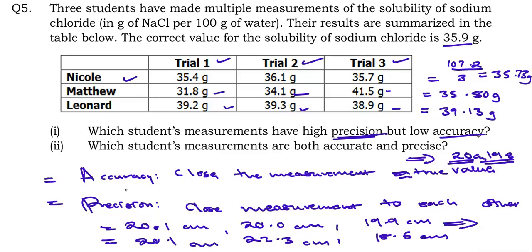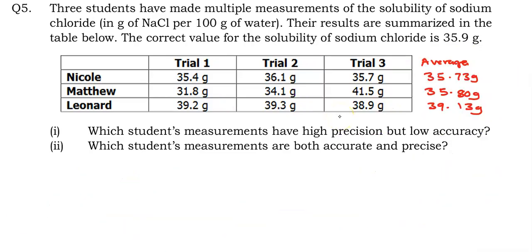grams. So now, our first question is, which student's measurements have high precision but low accuracy? Our second question, which student's measurement has both accuracy and precision? So let's now do some analysis according to the average values we've just found. Let's look at this one.